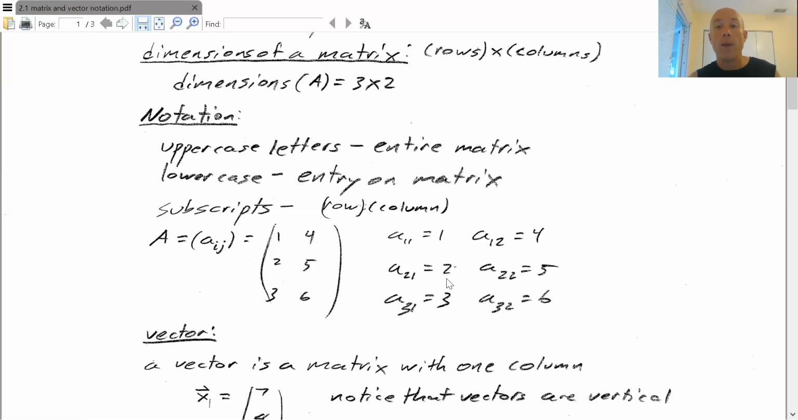So for example, if we look at A sub 2, 1, this is second row, first column. Look over here, second row, first column is going to be 2. Oh, and when we say rows, we go from top to bottom. When we say columns, we go left to right. So you'll notice A sub 3, 2, third row, second column, is 6. Third row, 1, 2, 3, second column, 1, 2. I'm in this position.